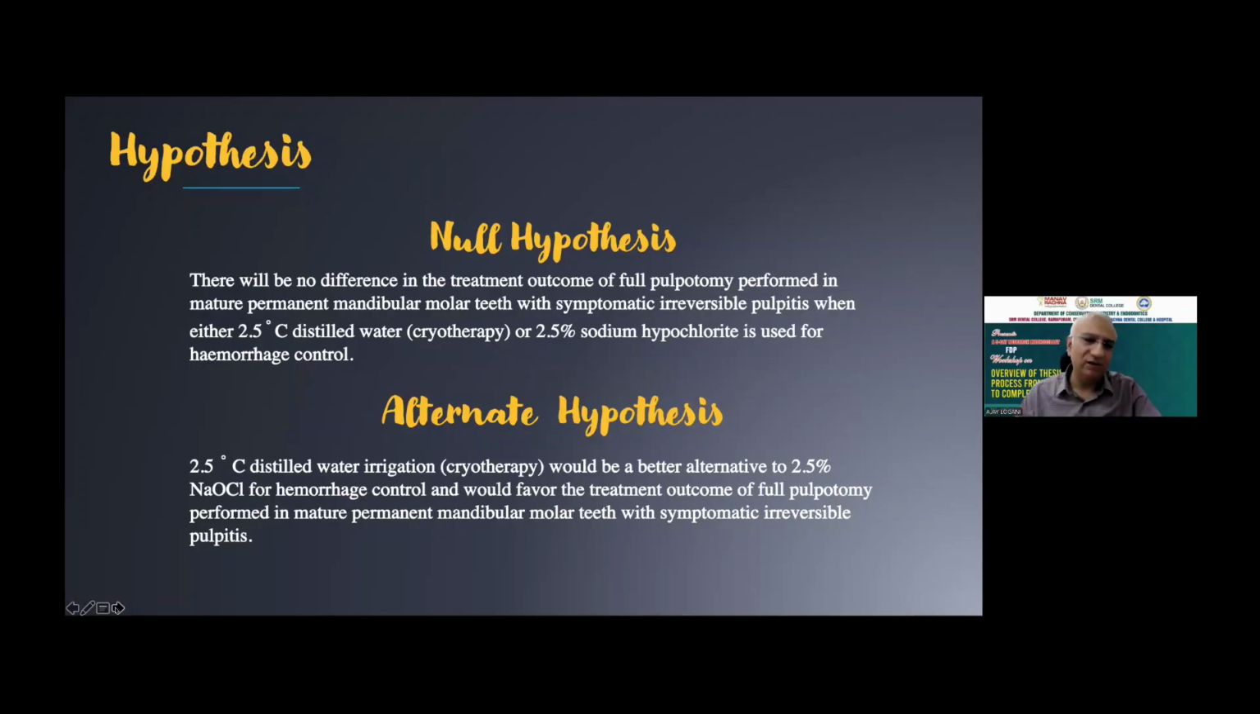But as far as the alternative hypothesis is concerned, because 2.5% is already kind of a gold standard, I am trying to test 2.5 degrees centigrade cryotherapy. So I would end up with an alternate hypothesis that, look, cryotherapy at 2.5 degrees would be a better choice, or a better alternative to 2.5% hypochlorite, for the outcome and hemorrhage control in teeth with a similar diagnosis.